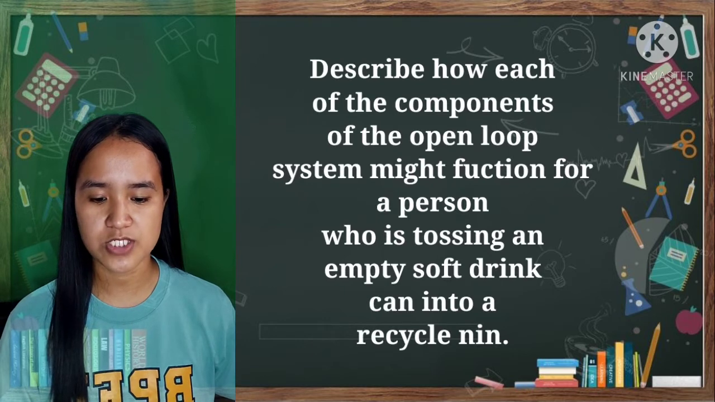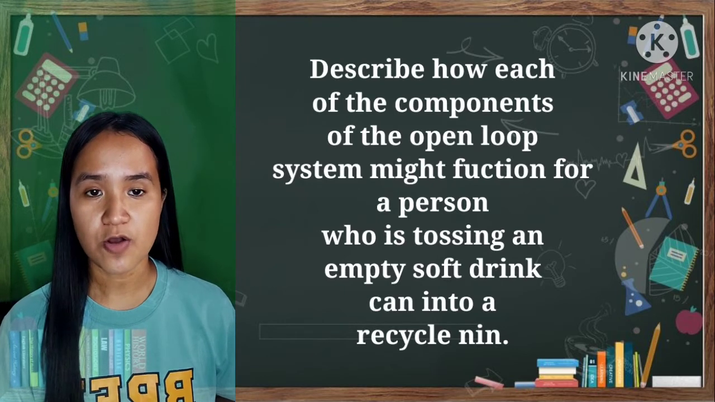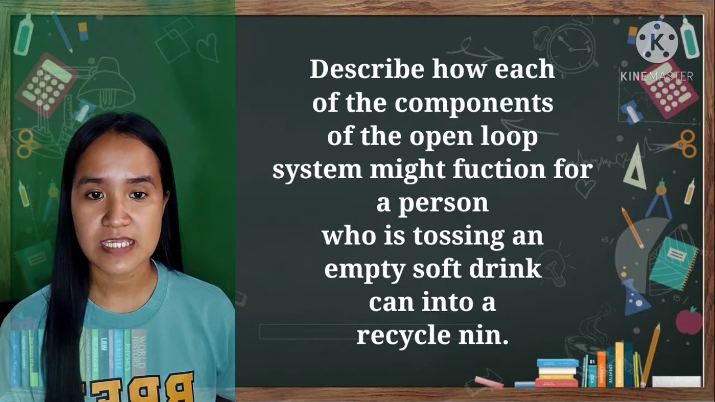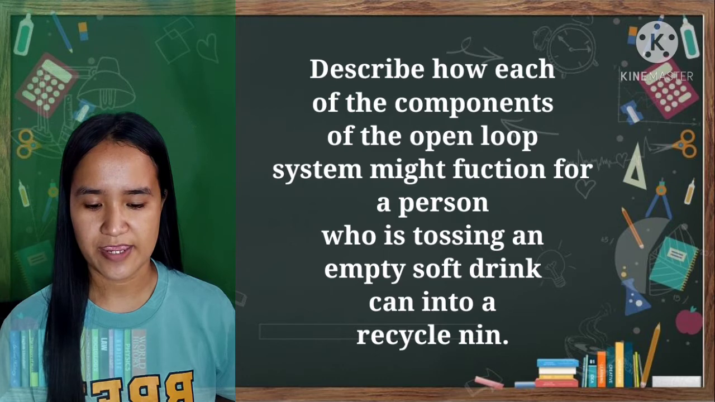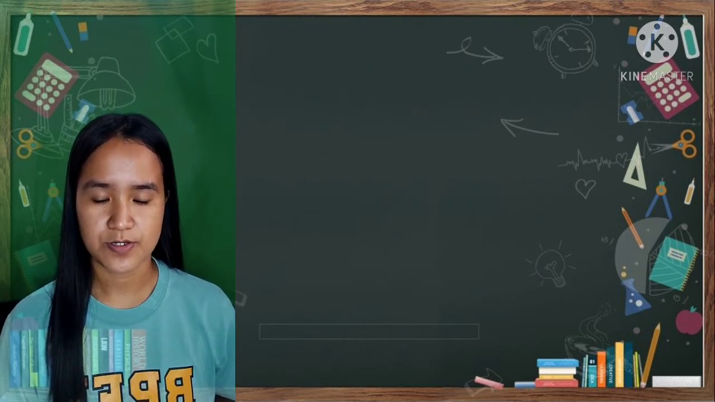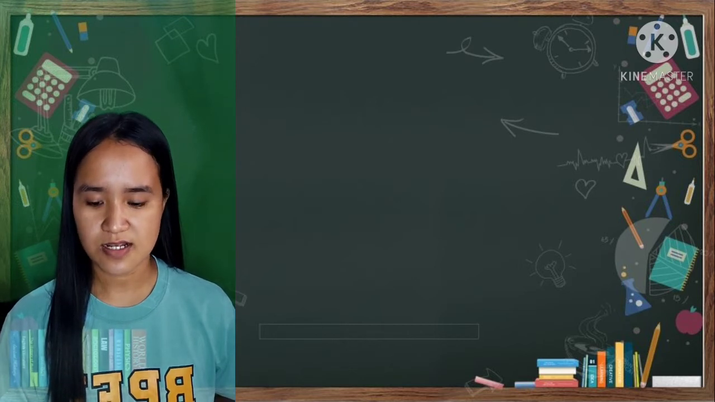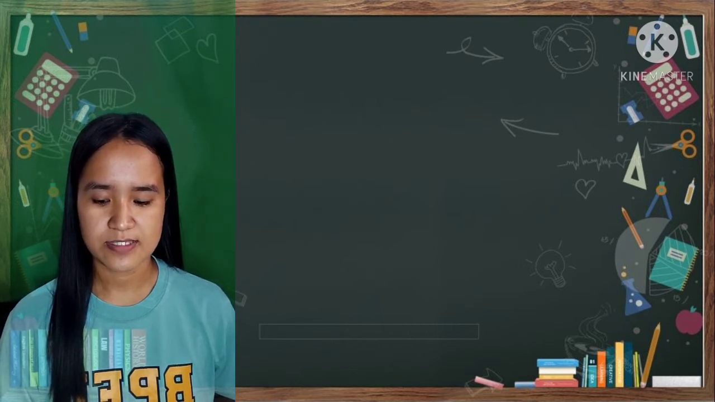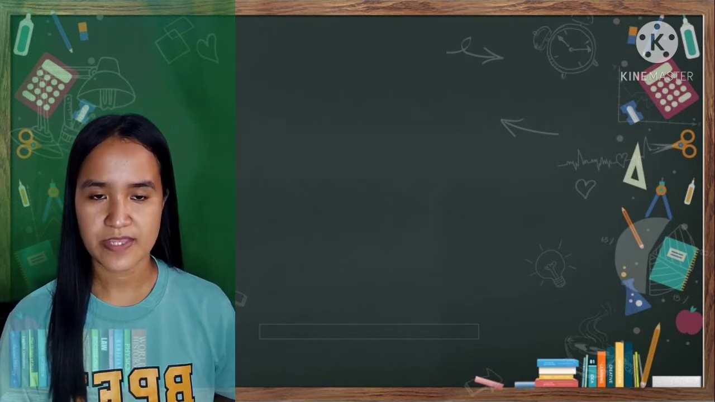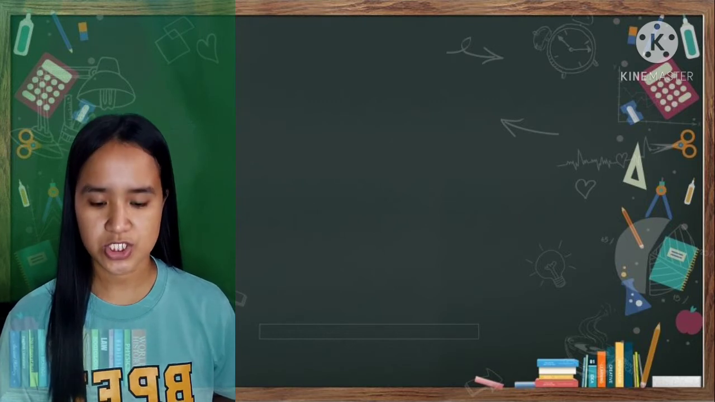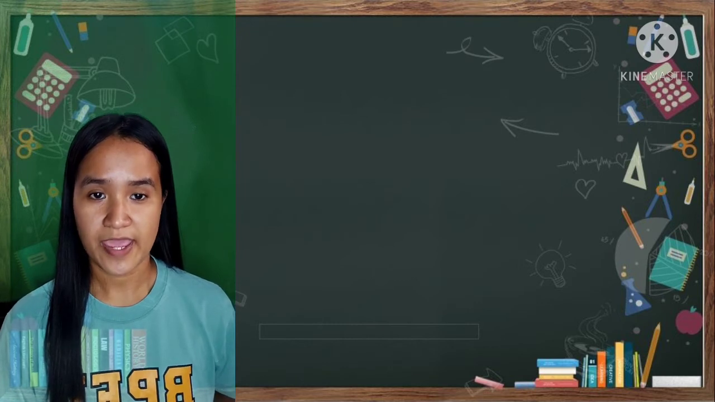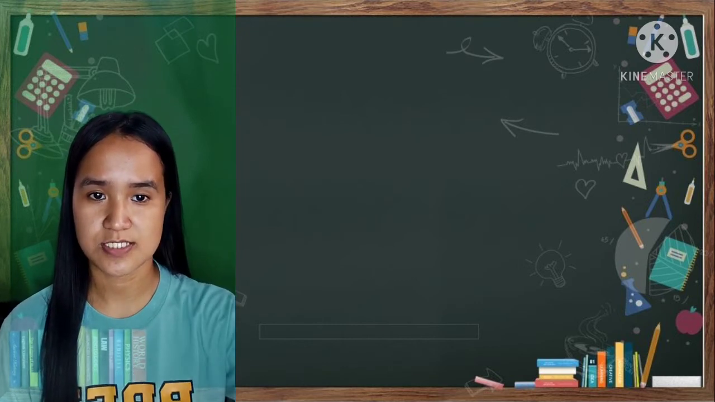Then, describe how each of the components of the open loop control system might function for a person who is tossing an empty soft drink can into a recycle bin. I think it is a component of an open loop control system, because if you toss a can into a recycle bin, there is the possibility that the can can go in a different direction, and that movement is a quick action. You don't think a lot, so it becomes an open loop control system.